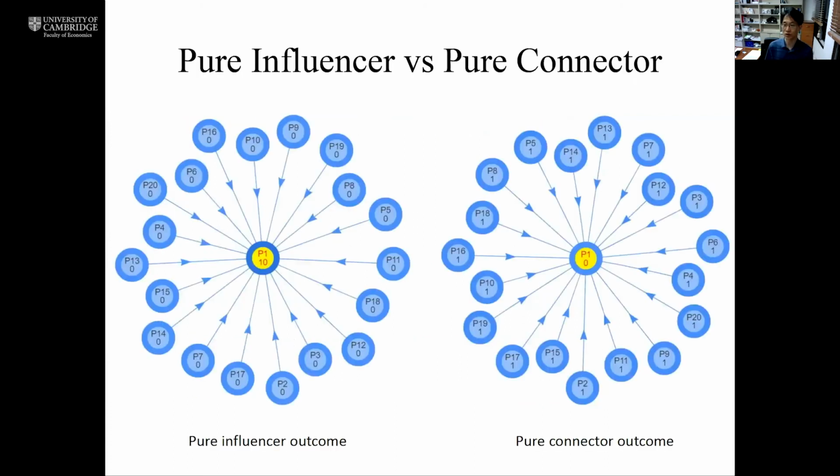These are the network structures. On the left-hand side, you can see the pure influencer network structure. On the right-hand side, you see the pure connector network.